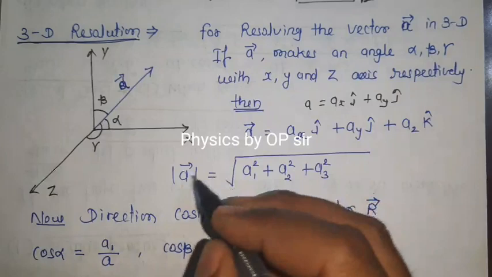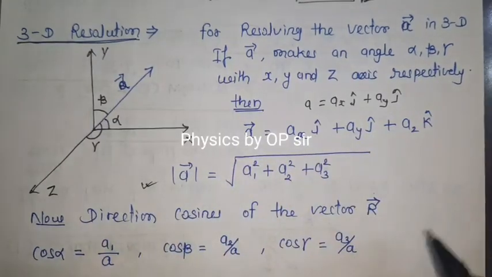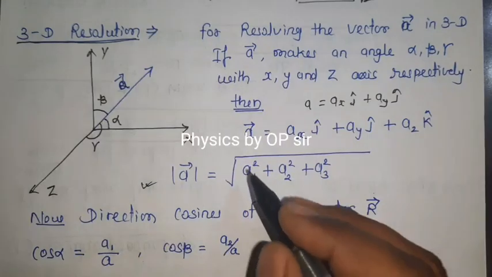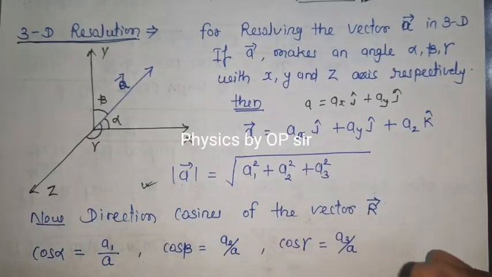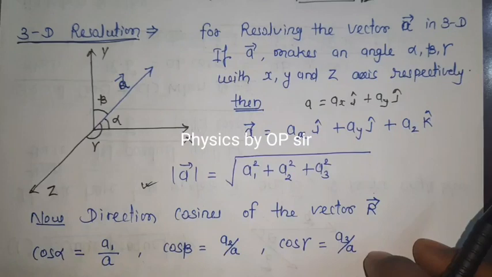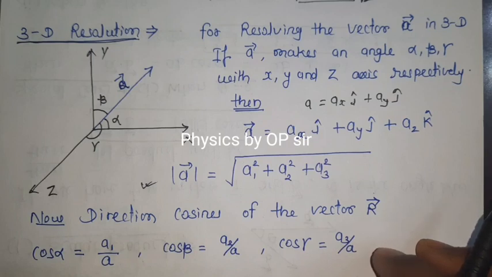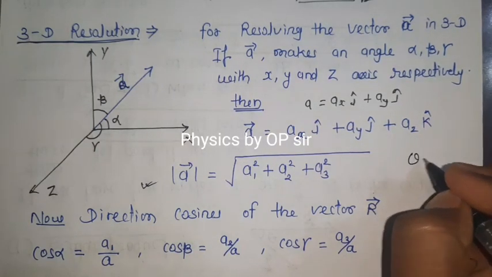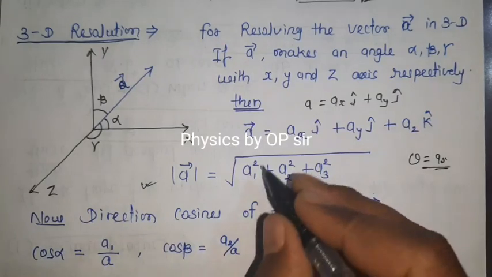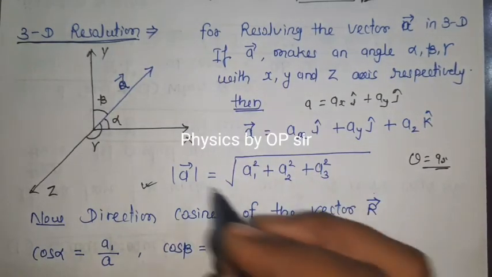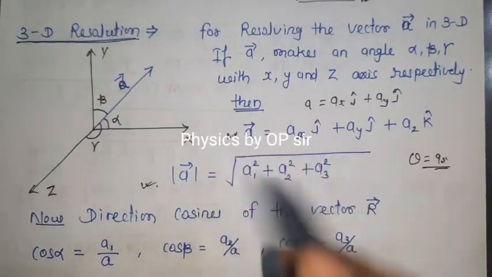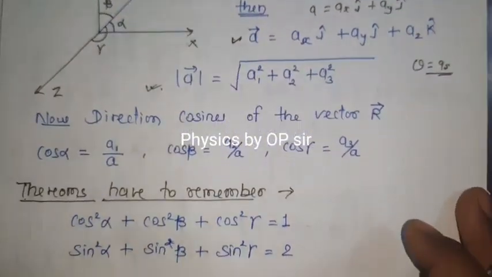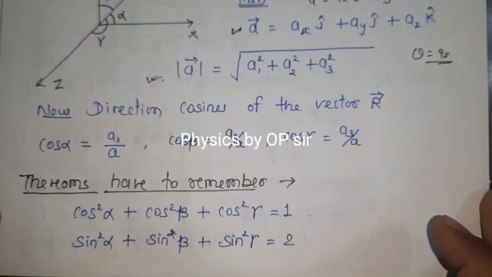If you want to find out the magnitude, then these three vectors are perpendicular to each other. So that's why we can write root over a1 square plus a2 square plus a3 square. It comes from the parallelogram law formula, under root of a square plus b square plus 2ab cos theta. Here theta is 90 degrees. So we can write a1 square plus a2 square plus a3 square for the magnitude, and this is in vector form.